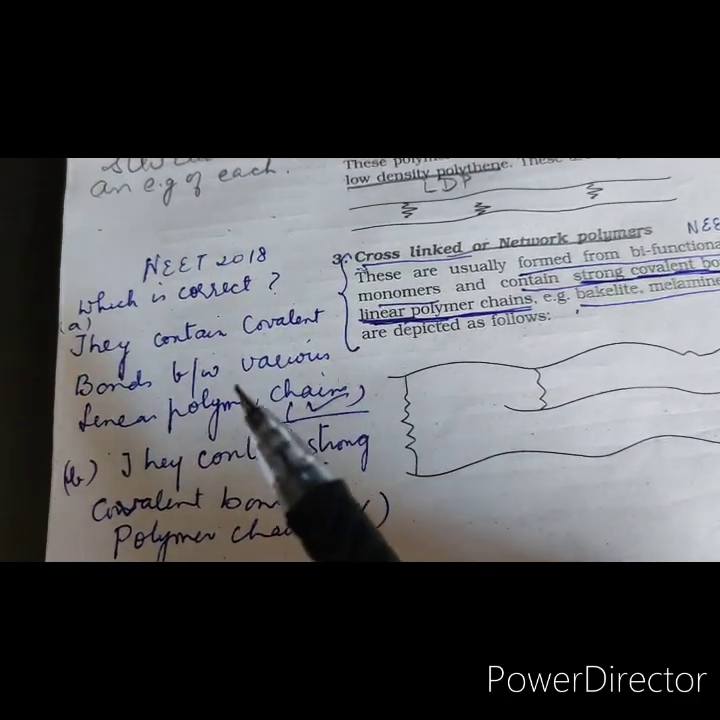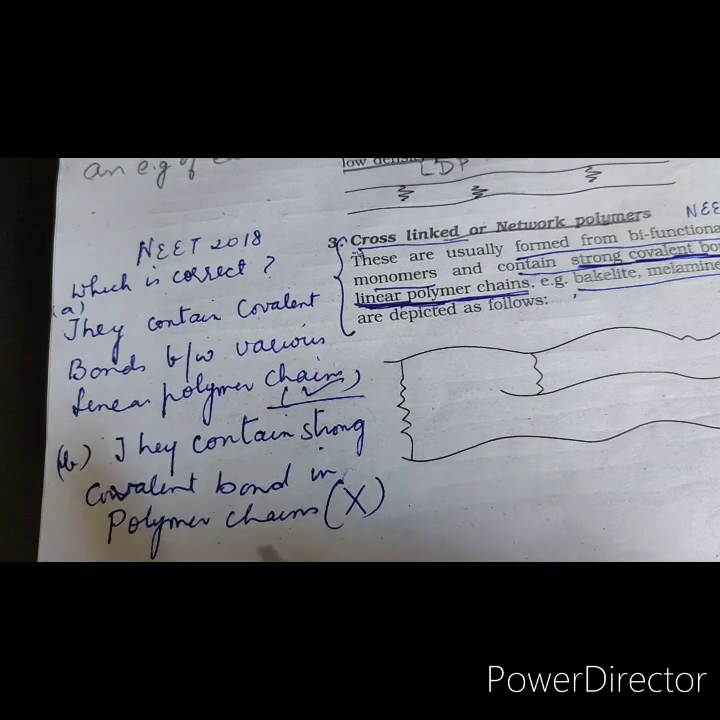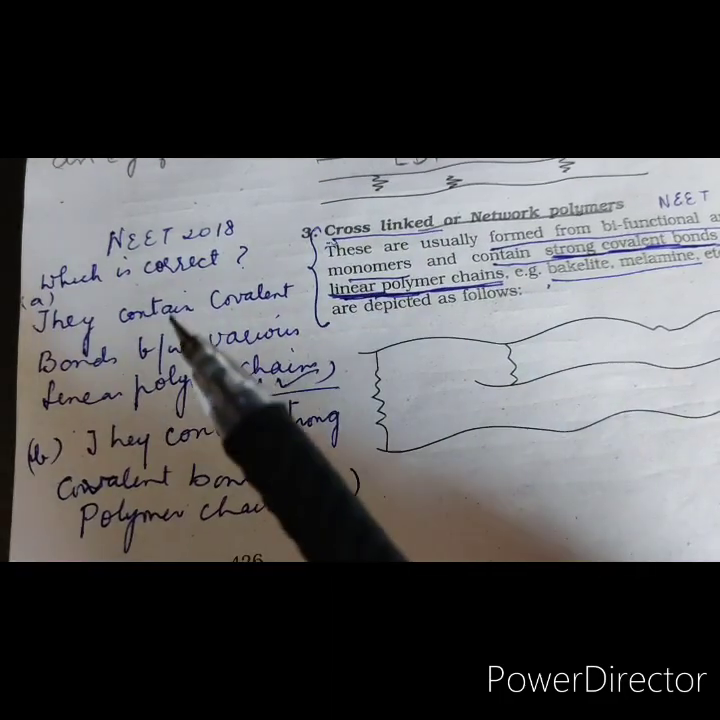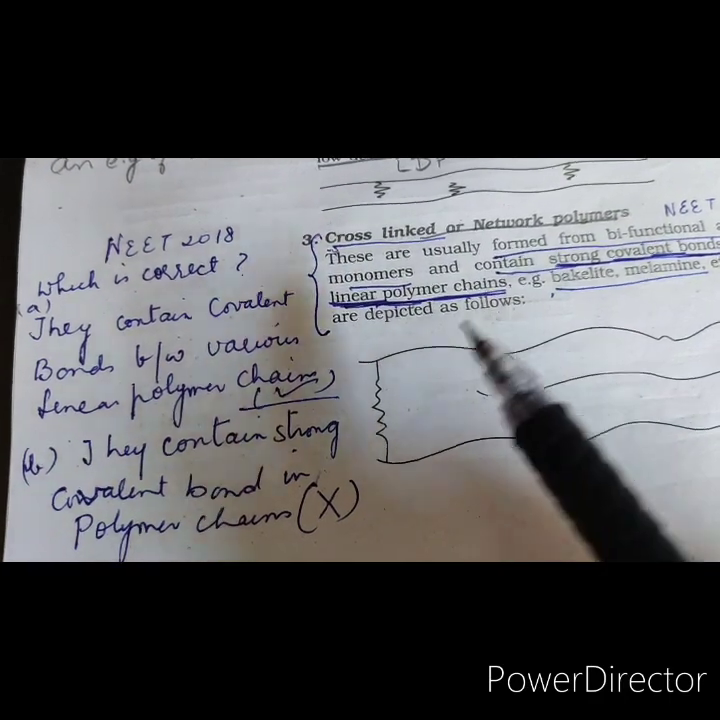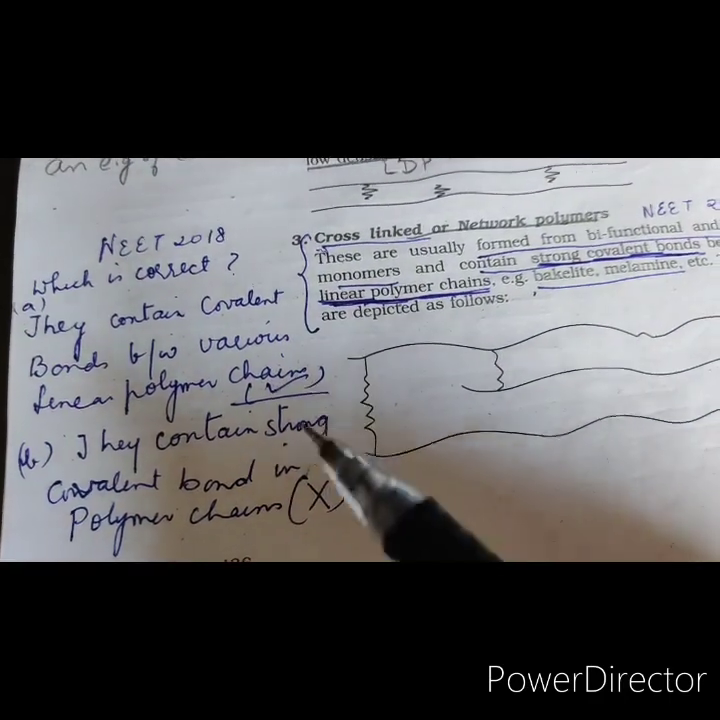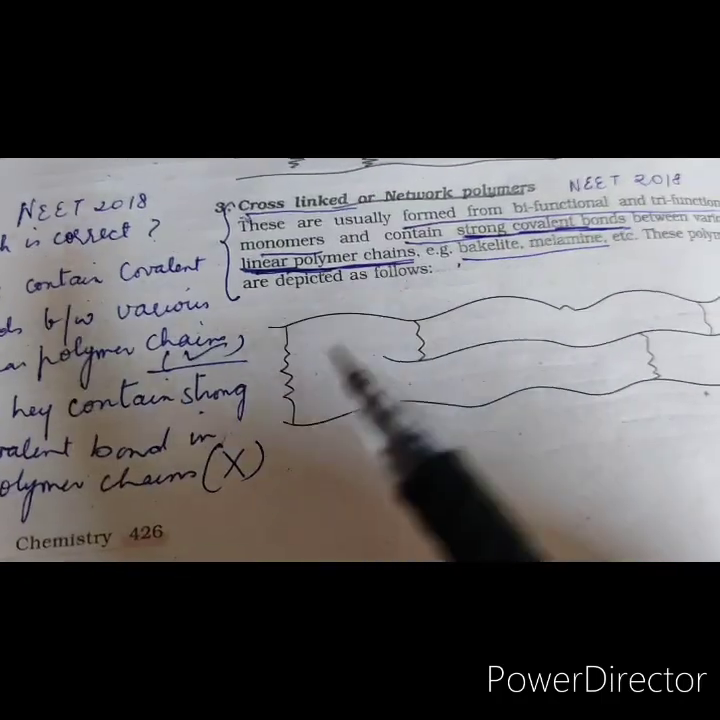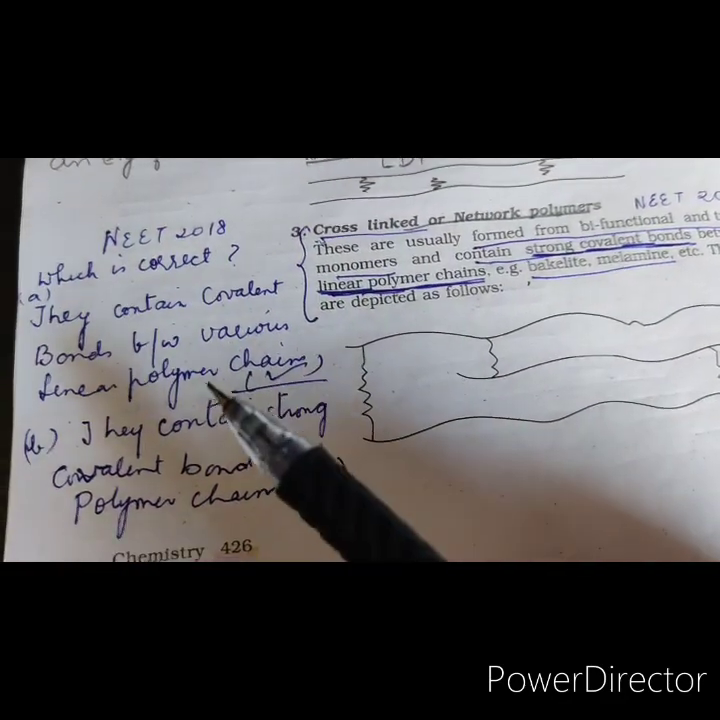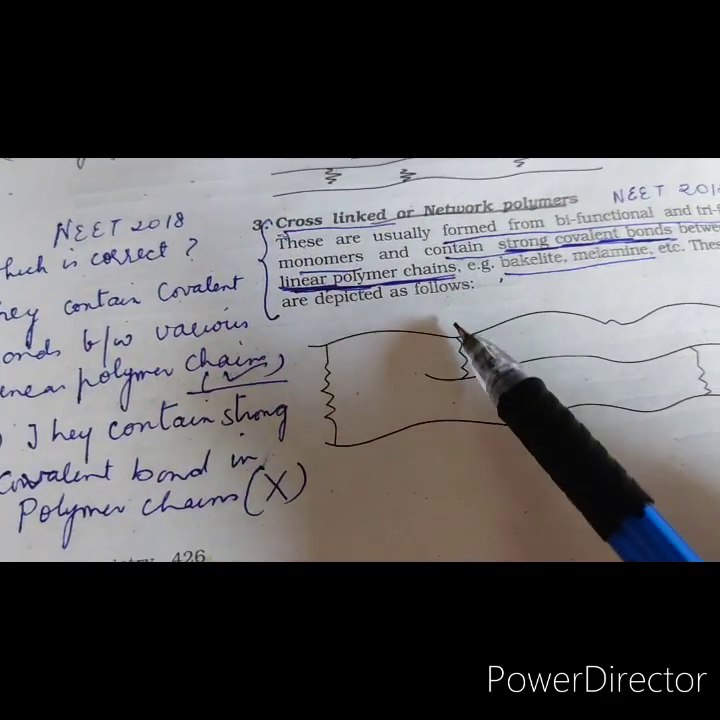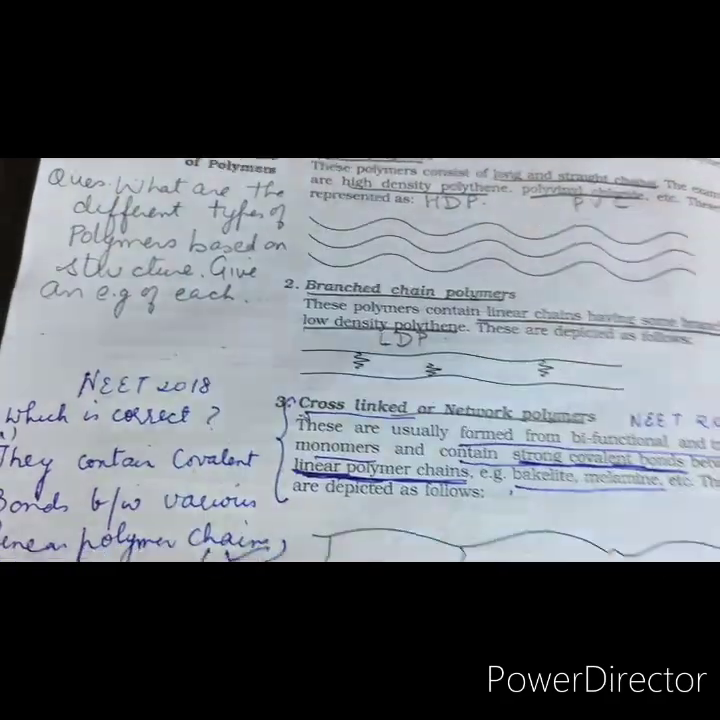They contain covalent bonds between various linear polymer chains, and they contain strong covalent bonds in the polymer chain. See, they contain covalent bonds between various linear polymer chains. So a very minute difference is there. These kinds of questions do appear in the NEET examination. So we can say here that there are strong covalent bonds between linear polymer chains. Okay, fine. So this is the classification on the basis of structure of polymers.